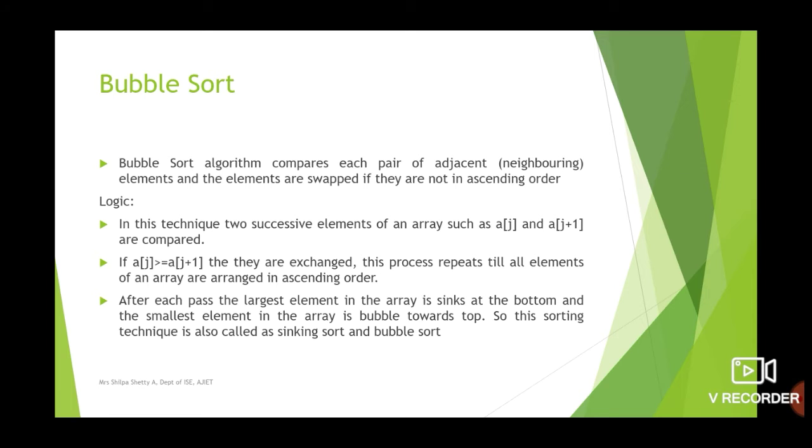So once you finish these 4 comparisons, the largest element in the array will be placed in the last position of the array. That means now we assume that our array is of size 5. So after we finish 4 comparisons, the largest element present in this array will be placed in the 5th position. That is, it is going to be the 5th element of the array.